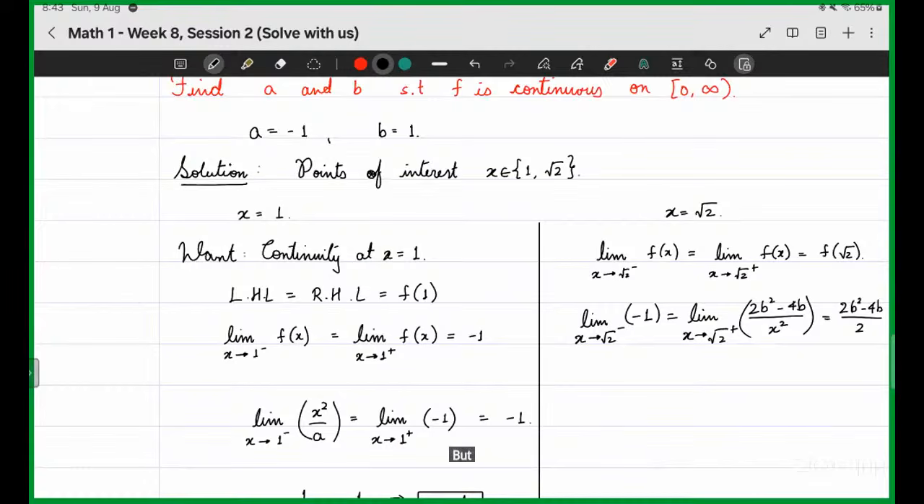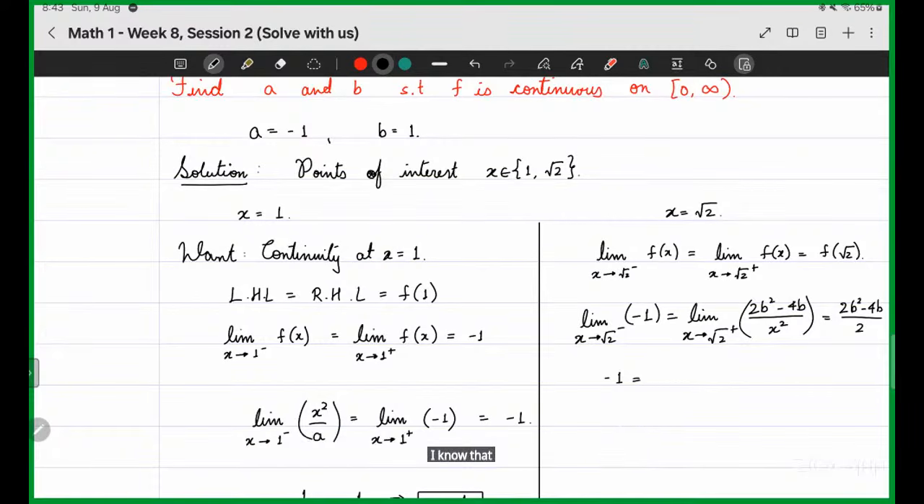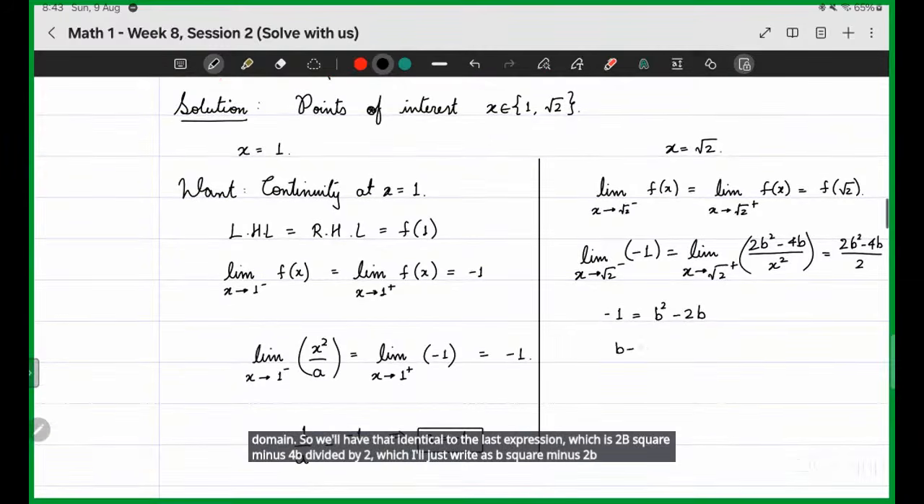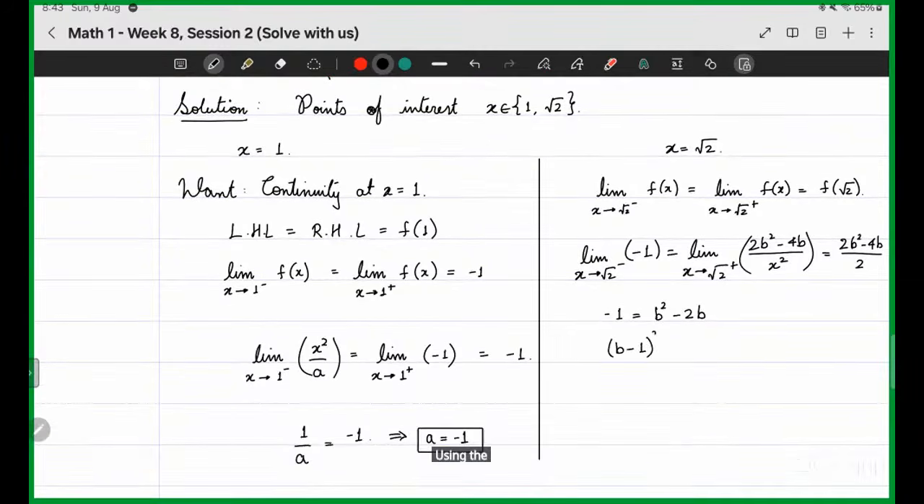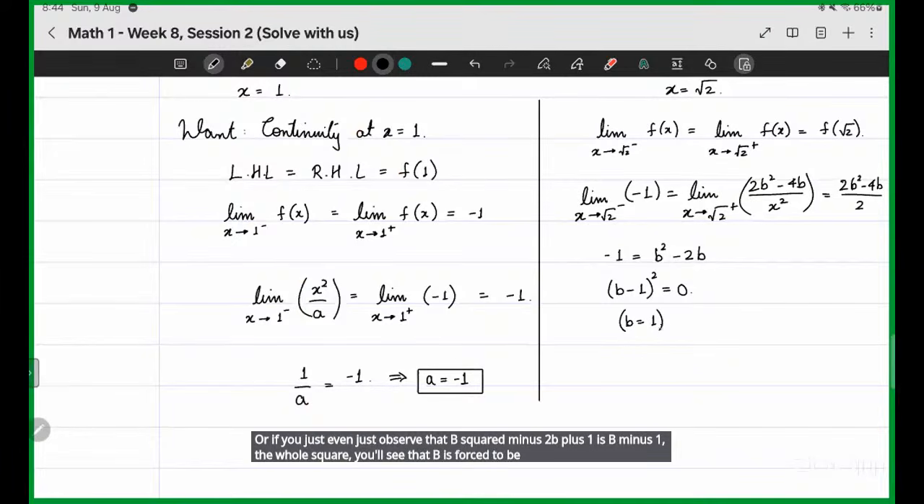But we'll simplify it later. The first part is an easy limit. It's just a constant function, so I just write it as -1. The second part, I know that the denominator vanishing is not a problem in this part of the domain. So we'll have that identical to the last expression, which is 2b square minus 4b divided by 2, which I'll just write as b square minus 2b. Simplifying this using all the things you know about quadratic equations, or if you just observe that b square minus 2b plus 1 is b minus 1 the whole square, you'll see that b is forced to be 1.